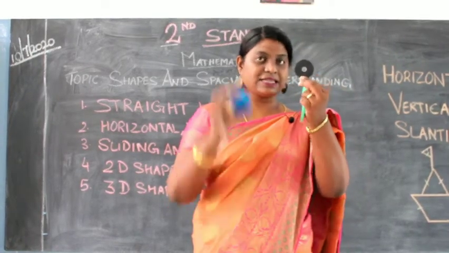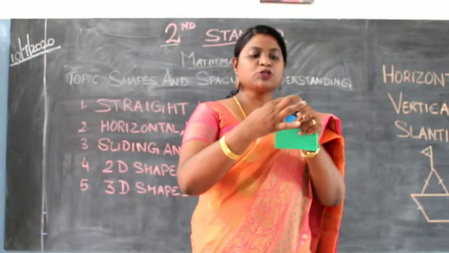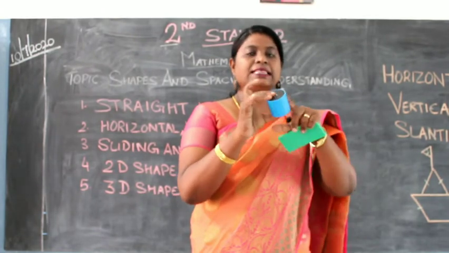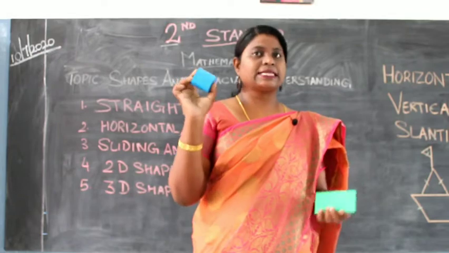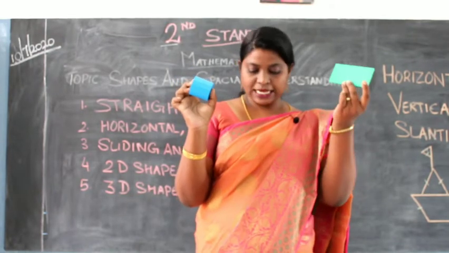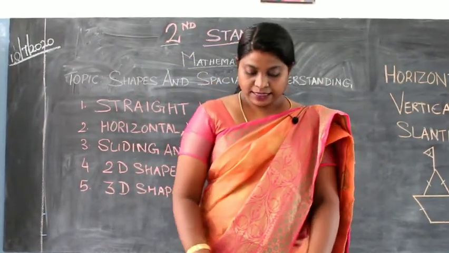This is a circle that is there in your cylinder. So this portion and this portion is your circle, and this flat portion is your rectangle. Okay, so just like your rectangle, you have your cylinder.